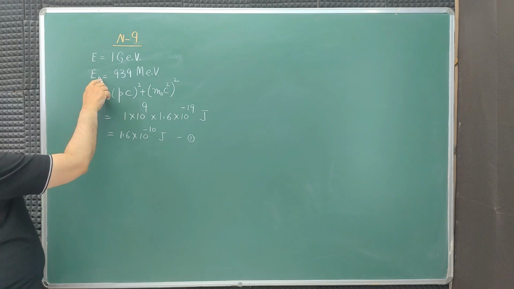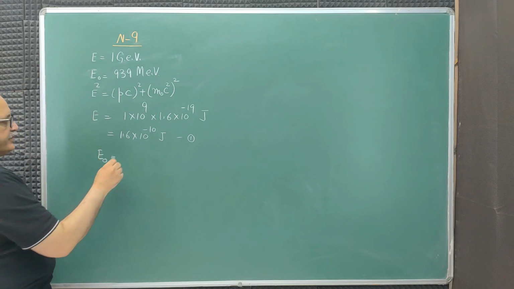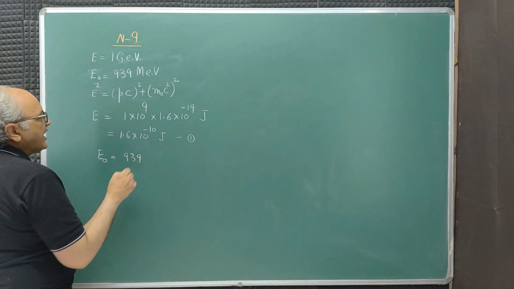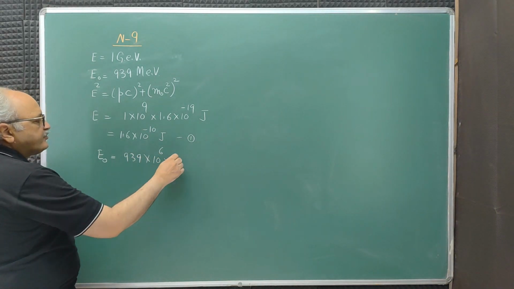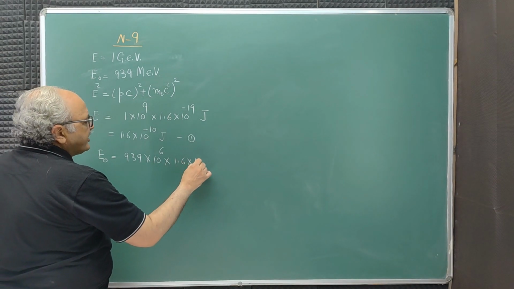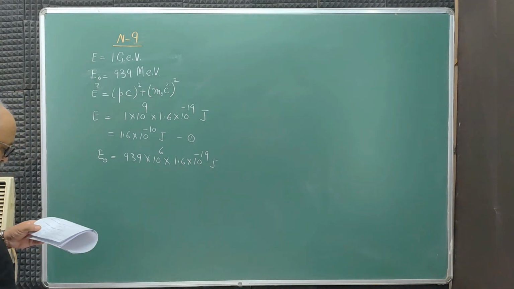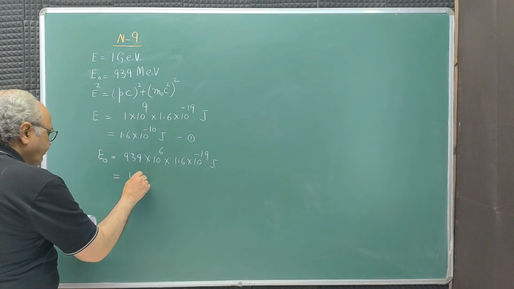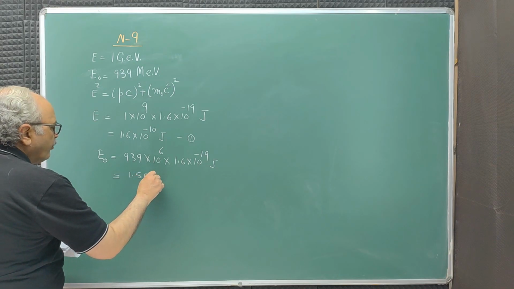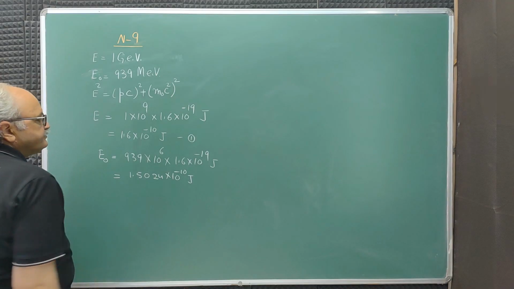Similarly, the rest mass energy of the neutron is 939 MeV. Mega means 10 to the power 6, and electron volt means 1.6 into 10 to the power minus 19 joule. So this is 1.5024 into 10 to the power minus 10 joule.